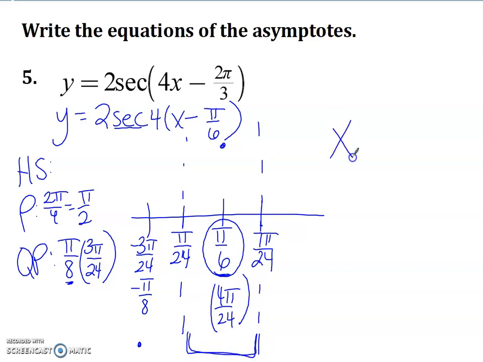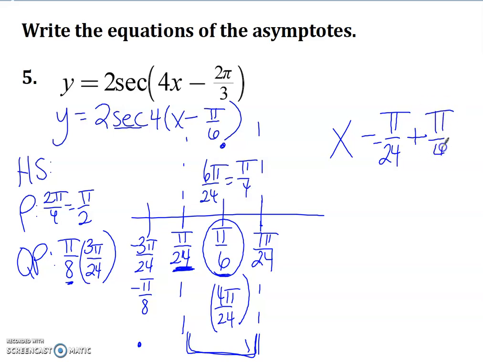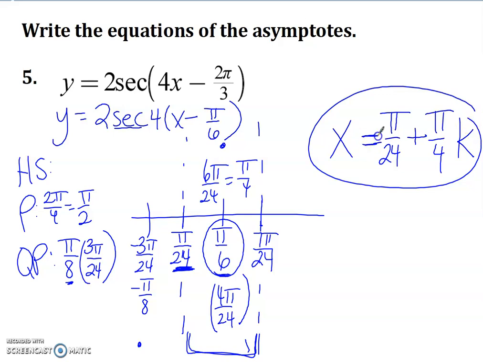Okay, so we write x equals. I always pick the first asymptote to the right of 0. So I'm starting with pi over 24. And then plus this distance is 6 pi over 24, which simplifies to pi over 4. So we're going to say pi over 4, and don't forget that k. Don't forget x equals either. That's how we determine that it's a vertical line.